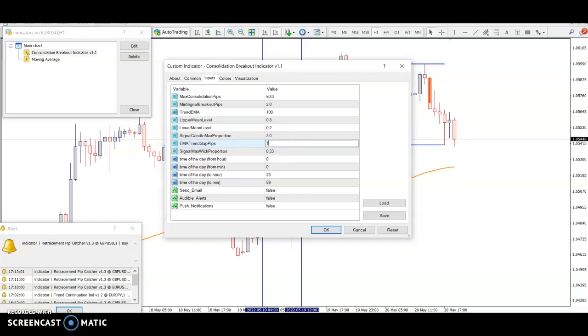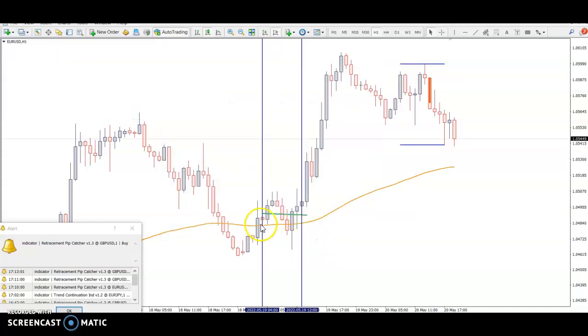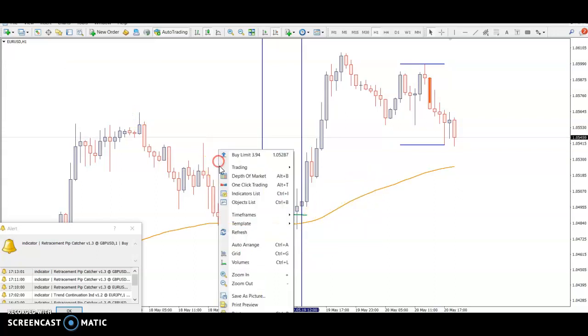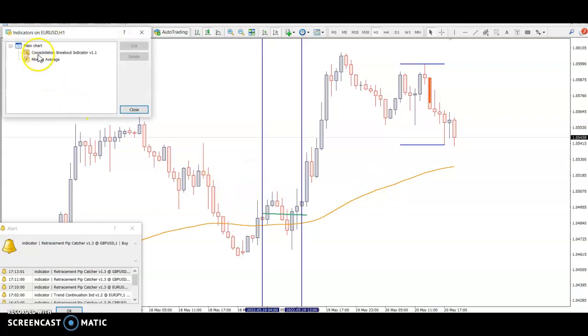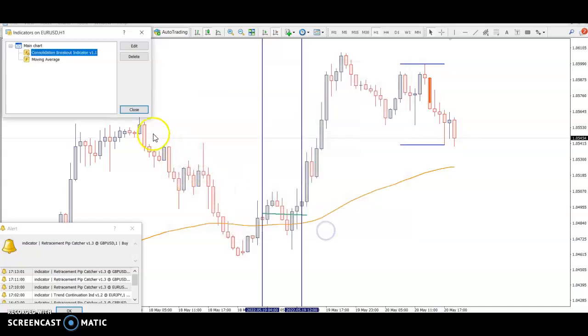Now, if I put that so it needs to move 10 pips, the signal should disappear. There, it disappeared because this simply isn't moving up fast enough. So again, you would set that to what you would like.